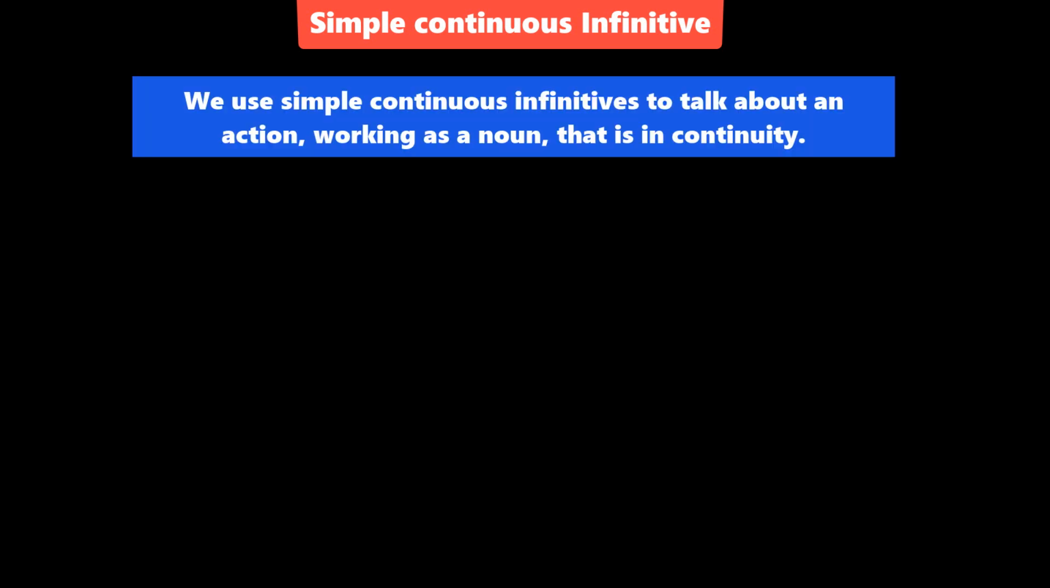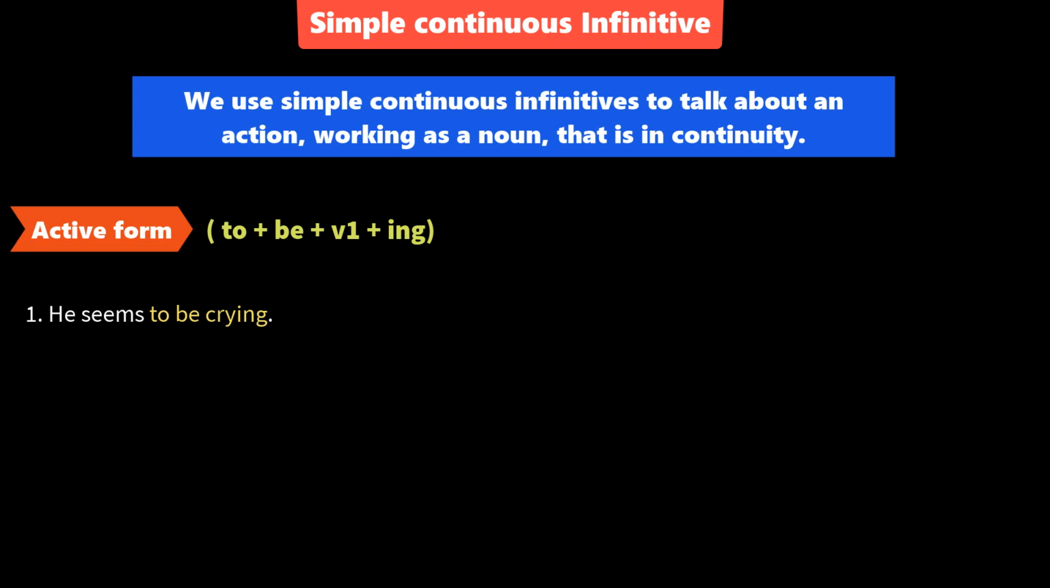And why do we use simple continuous infinitives? When we want to refer to an action that's working as a noun, that's happening at the same time you're doing something, we use simple continuous infinitives. Let's look at the active form first. He seems to be crying. He seems what? To be crying. So to be crying is the infinitive here. In other words, it means it looks like he is crying.